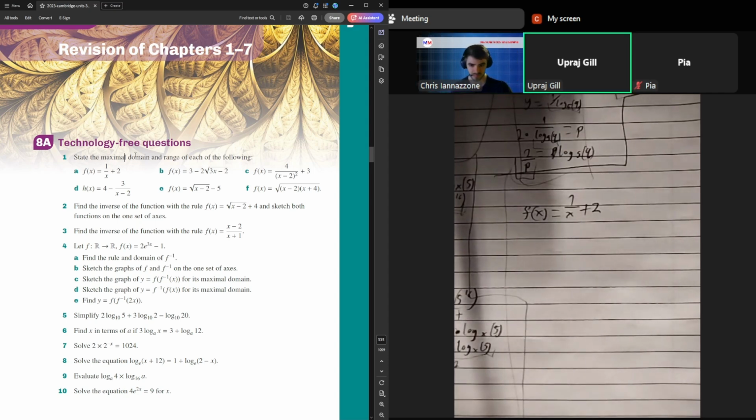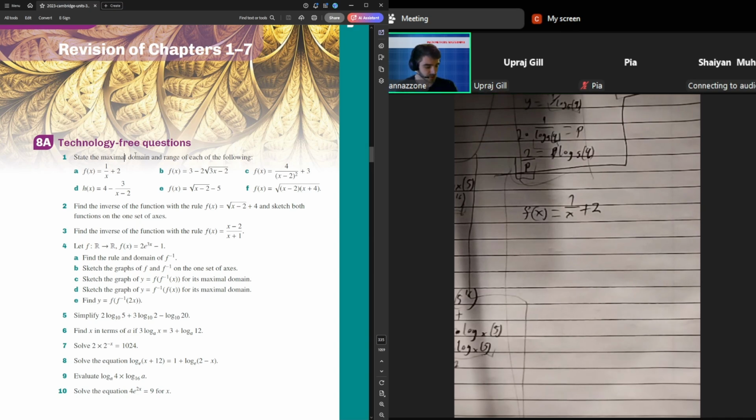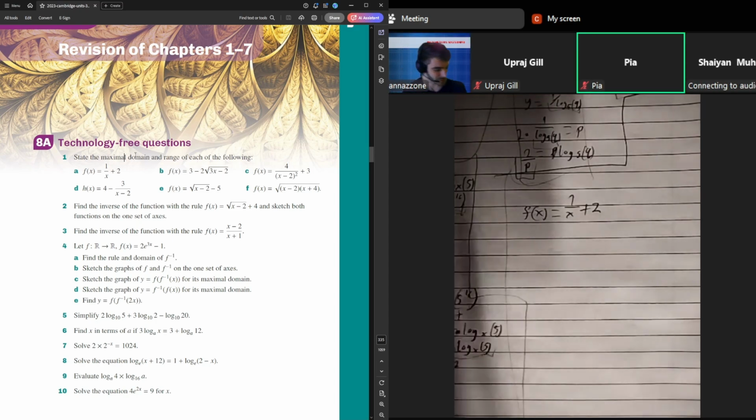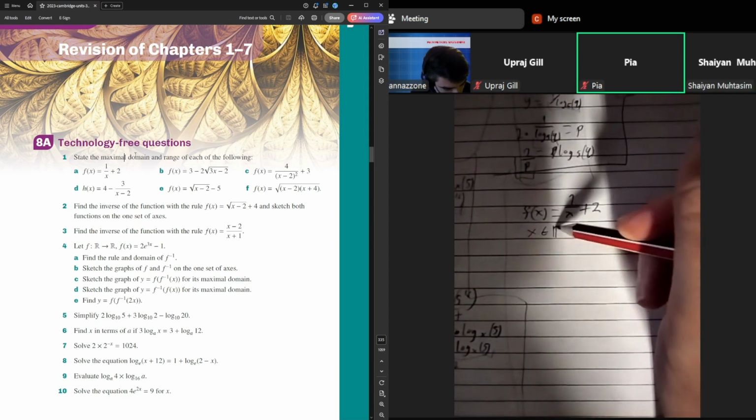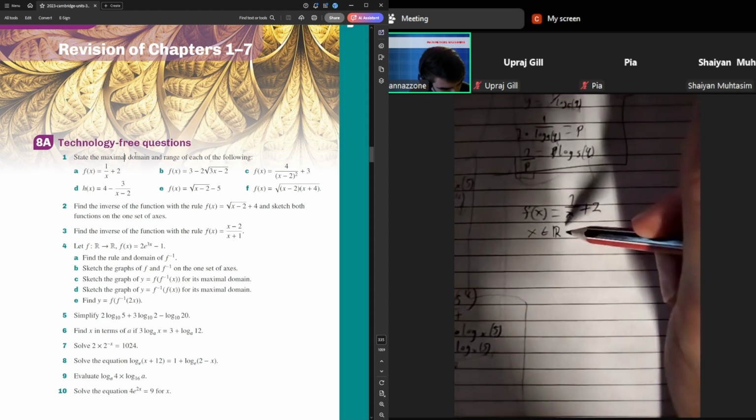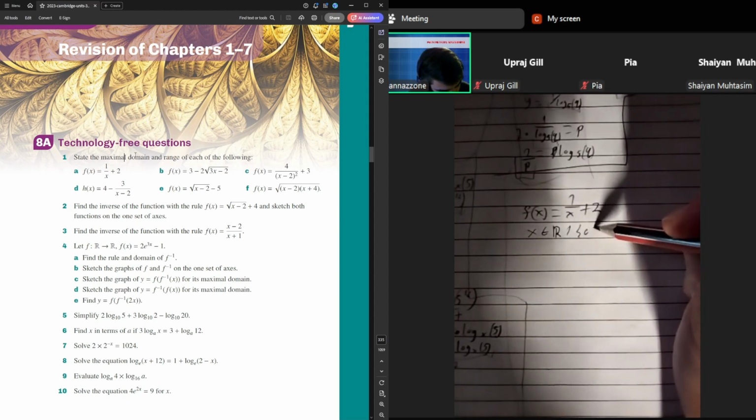So what x values would cause this to break? X equals 0. Cool. So if that's the only issue, then what might we put in as our maximal domain? X can't equal 0. Nice. So if you wanted to be really formal about it, you'd say x is an element of all real, excluding 0.